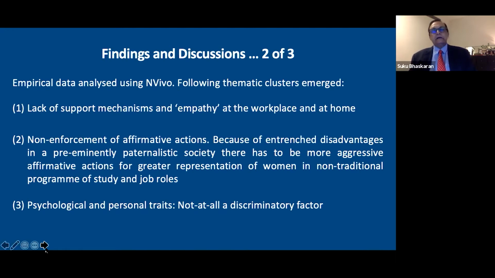Physiological and personal traits, which strangely was an important characteristic in the Western research, is not at all a discriminatory practice. So notwithstanding us being a highly paternalistic society, there is really a lot of respect and there is little discrimination in the workplace just because you are of a different gender.